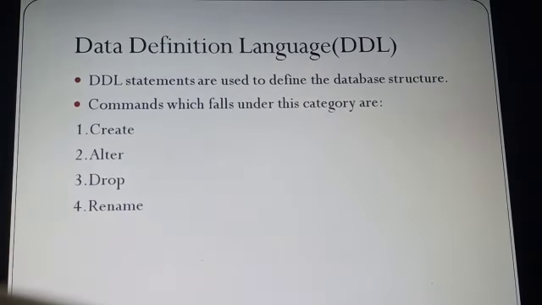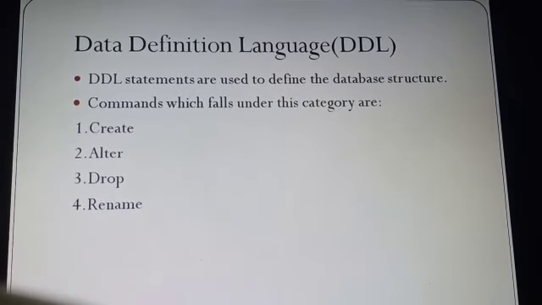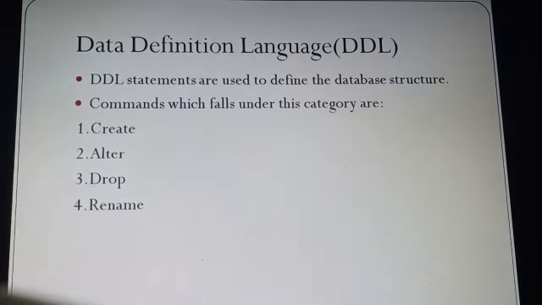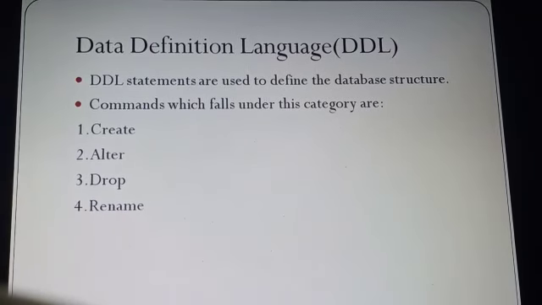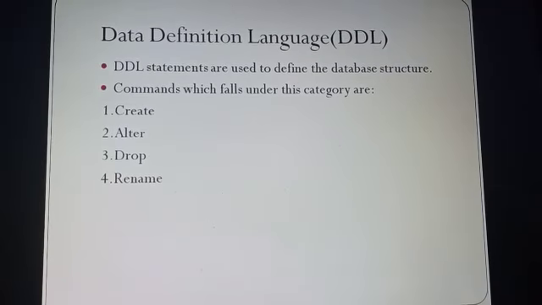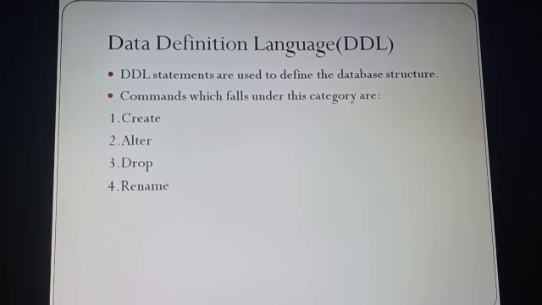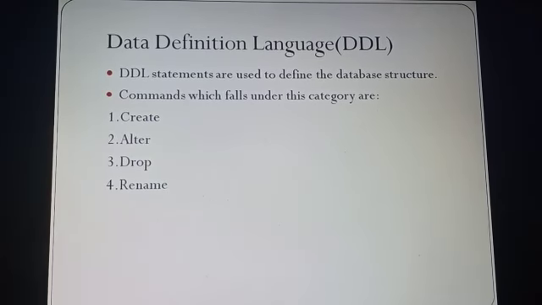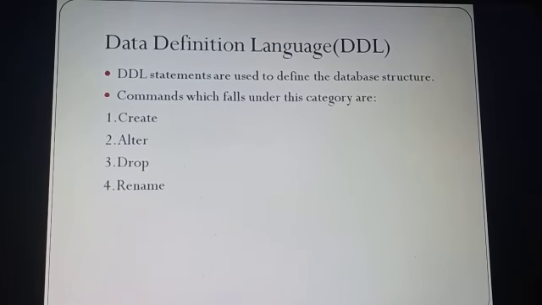Next type is data definition language, that is DDL command. This command is used to define the database structure. DDL changes the structure of the table, like creating a table, deleting a table, altering a table, etc. All the DDL commands are auto-committed. That means it permanently saves all the changes in the database. Commands which fall under this category are create command, alter command, drop command, and rename command.